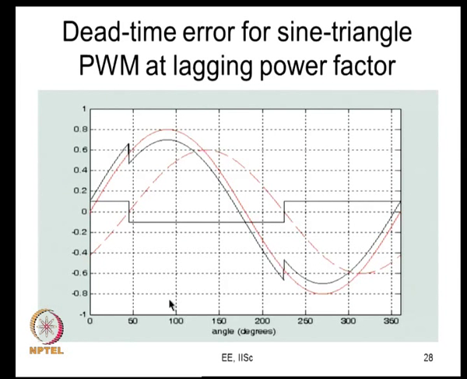If you operate the inverter at low switching frequency, your TS is high and therefore this will be very negligible. Once again, if your TD itself is very small, this will be very low. So, it depends on the ratio of TD upon TS. So, that is what it really depends upon.